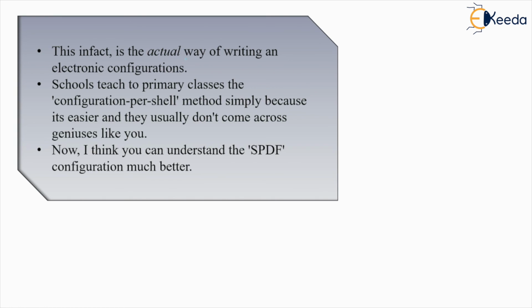This, in fact, is the actual way of writing an electronic configuration. School teaches us the configuration per shell, but this is the actual way. The Aufbau principle is the actual way of giving us the SPDF configuration. So in this way, we have completed the electronic configuration, how different electrons get filled in different shells, and how these shells come together and make the entire electronic configuration, including various electrons in the atom.